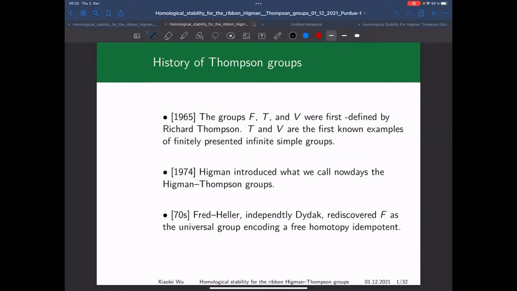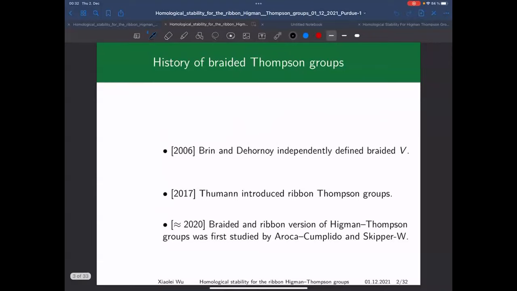For my talk, we're also interested in the surface version of Thompson groups, that's the braided Thompson group. These were first introduced by Brin and Dehornoy independently in 2006. And in 2017, Funar and Kapoudjian introduced what he called the ribbon Thompson group. Then just this year or last year, the braided and ribbon versions of Higman-Thompson groups were first studied by Aramayona, Bux, Kodama and Skipper, and I.